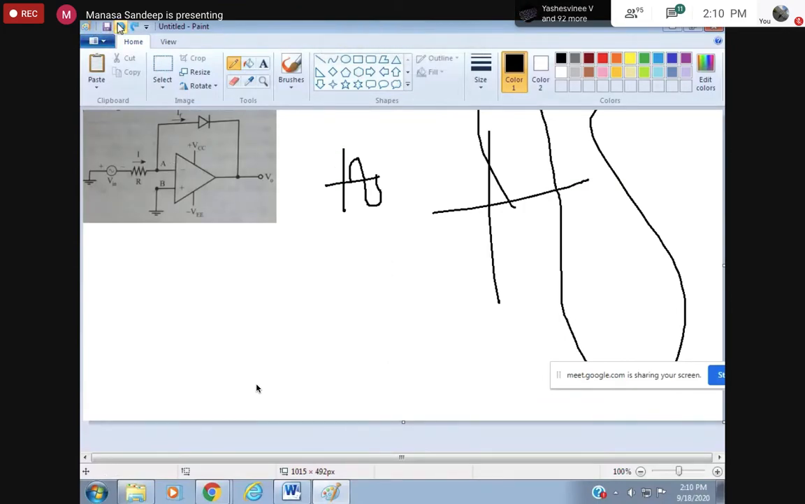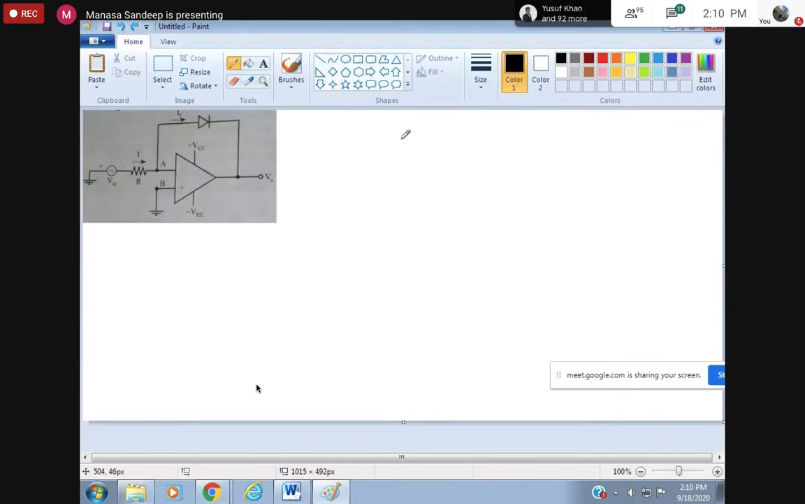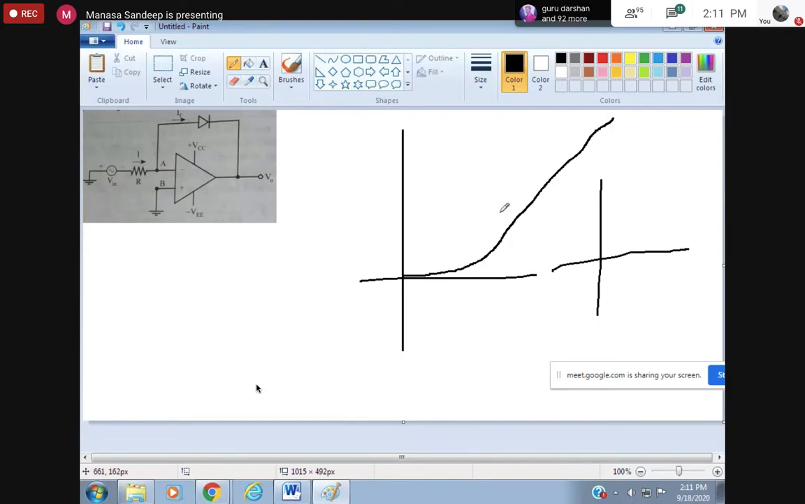So you cannot establish a linear relationship. Here it's not the case that as the input increases, the gain increases. Gain may vary. This is how you can draw a graph. For a small input you may have larger gain, for a large input you may have smaller gain. So there is no linear relationship.